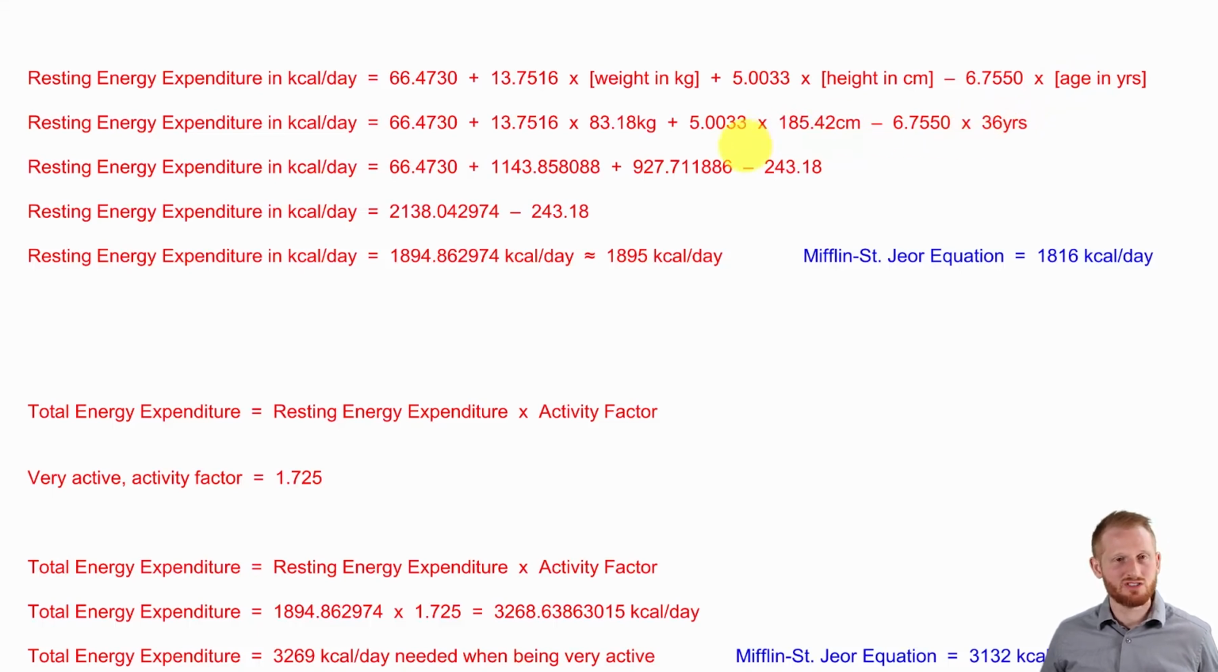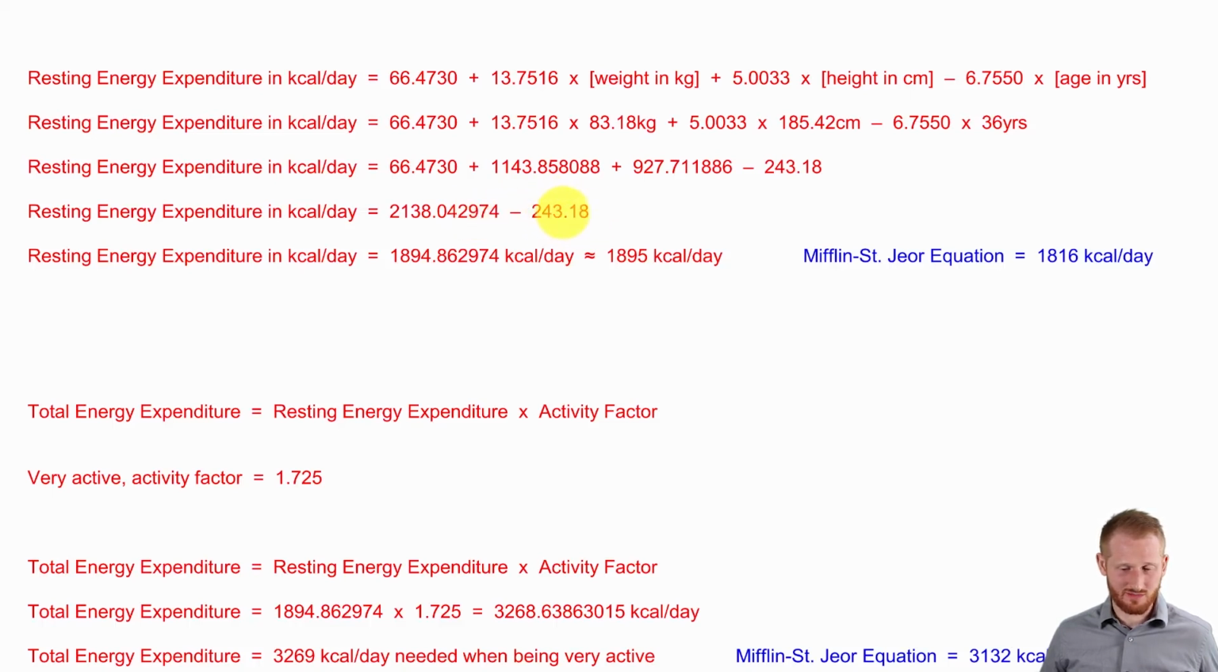The first thing I'm going to do is all the multiplication, each set of multiplication first. So we end up with this after doing that. Then the next thing I did is just the addition, adding these three different terms up, and we got this one here, the 2,138 with lots of decimals, which again I'm just keeping all the decimals till the end.